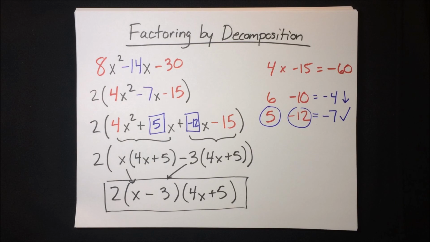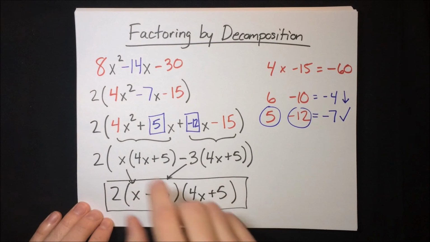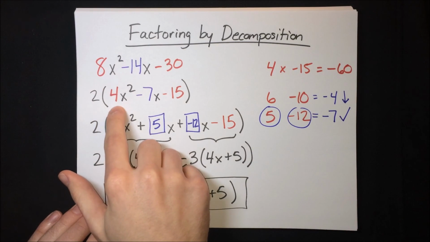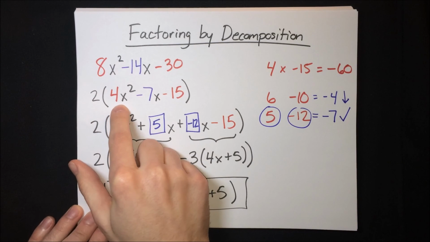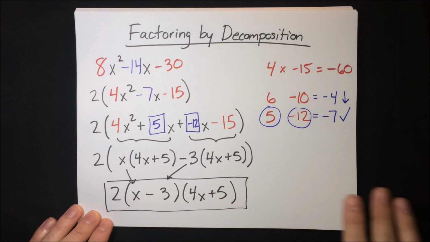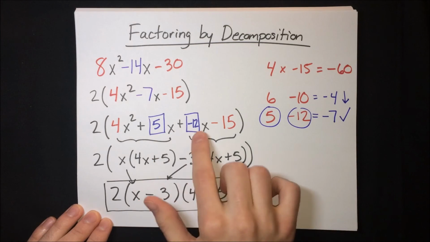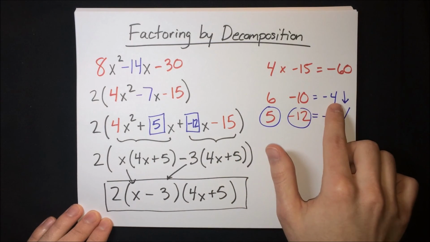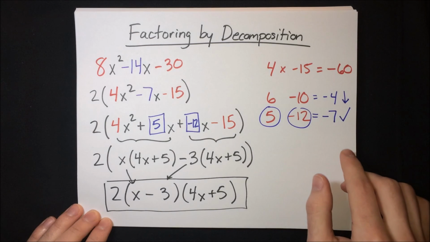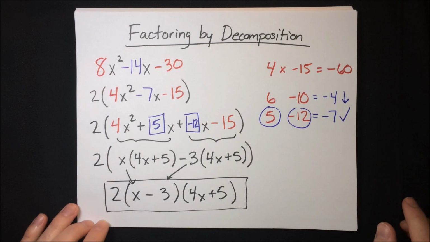Factoring by decomposition is really useful in general for these cases where the leading coefficient is something other than 1. And that's because instead of checking all the different possibilities for factors, we can just test an initial one and then update that test according to whether we're too high or too low. And that lets us factor the polynomial a lot faster.